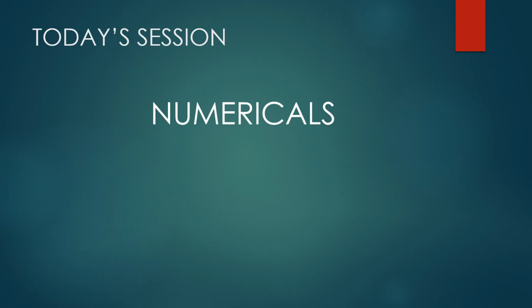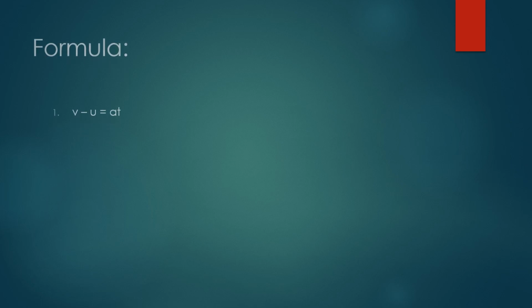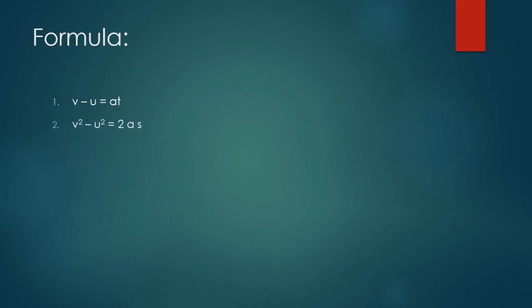Before solving the numericals, we shall see what formulas we are going to use in this session. We will be using the equations of motion. The first equation of motion, v minus u is equal to at. Then the second equation, v square minus u square is equal to 2as. Then the third one, s is equal to ut plus half at square. And we will use Newton's second law of motion formula, F is equal to ma.